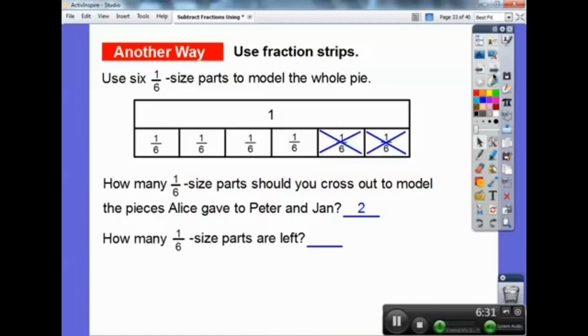All right, so how many six-sized parts are left? Well, there's 1, 2, 3, 4. So there's 4 six-sized pieces left.